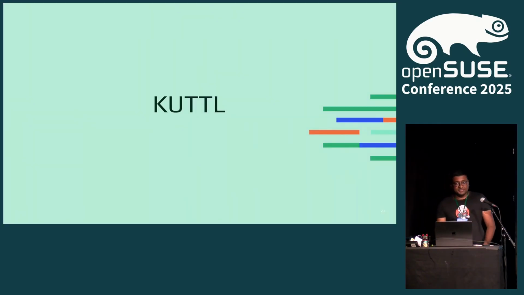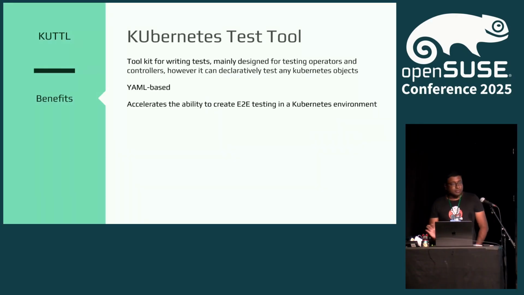Kuttl is an open source CNCF governed tool. Kuttl comes from a history of a Kudo builder. Kudo builder is a project that is used to test the operators, Kubernetes operators. They've written Kuttl as a framework to test those operators. But Kuttl can be extended to any, Kuttl is a Kubernetes test tool by definition. So primarily used for testing operators. It is initially designed that way, but it can declaratively test any Kubernetes objects, okay? Or any objects, I would say. Very specific to Kubernetes here, but it can test anything.